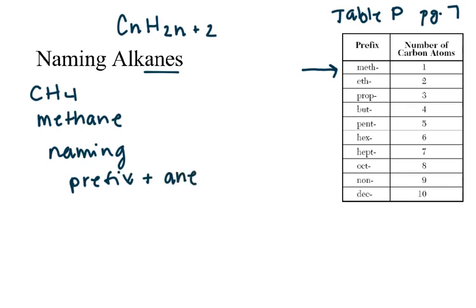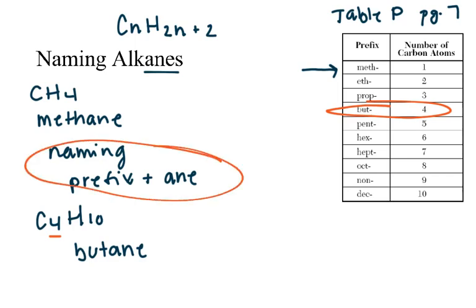If we look at this again in another example, we're going to do C4H10. So we have 4 carbons here, so we're going to find 4 on our table, so but. But is our prefix. So we're going to do but plus ane, and we end up with butane. So this is how we're naming our alkanes: prefix plus ane. Again, this table is table P on page 7 in your reference table.